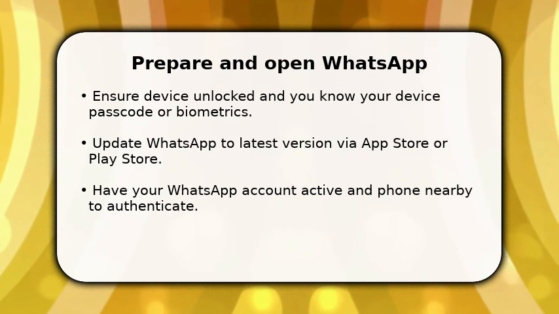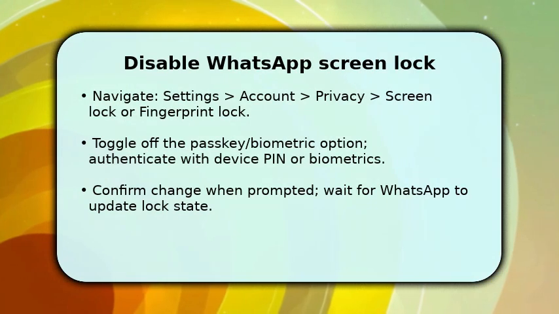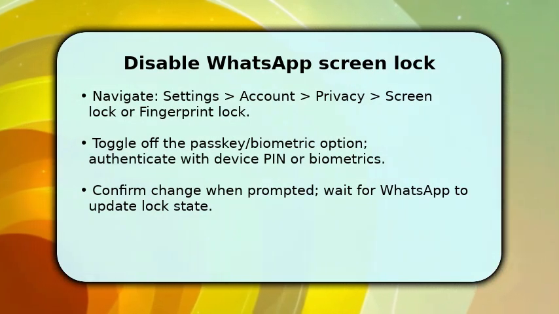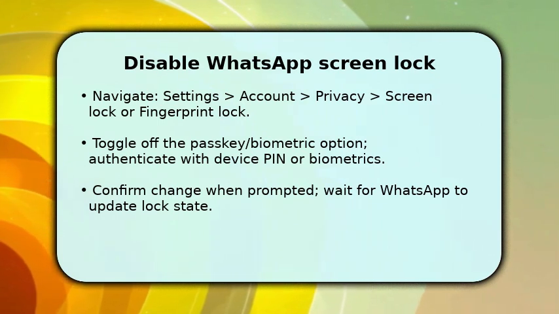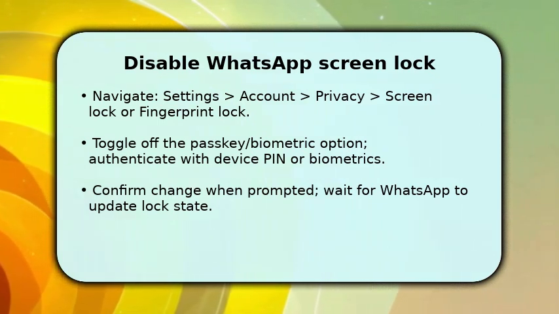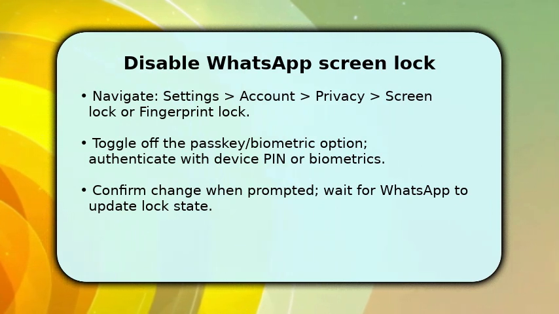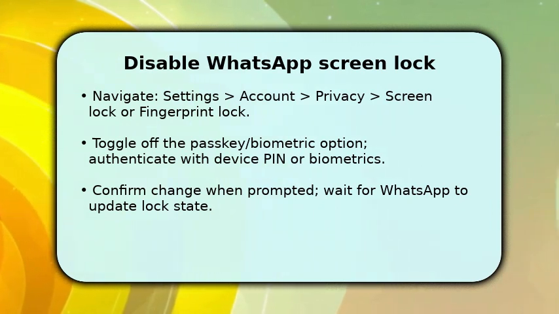You now go into Privacy and locate Screen Lock or Fingerprint Lock. This is where WhatsApp keeps its Passkey settings separate from system credentials. Toggle the lock off and then authenticate with your device PIN, Face ID, or fingerprint. This step proves it's really you.